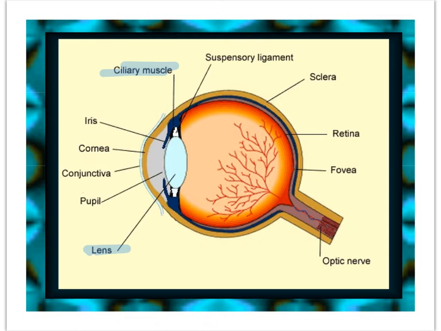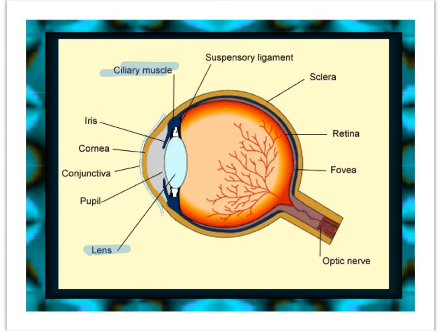But unlike the cornea, the lens is adjustable, and it's going to be the ciliary muscles that help control the lens. So what you want to know here is that the lens is responsible for accommodation. Ciliary muscles are going to help with that. And accommodation essentially is what's going to help to focus the light on the back of your eye.